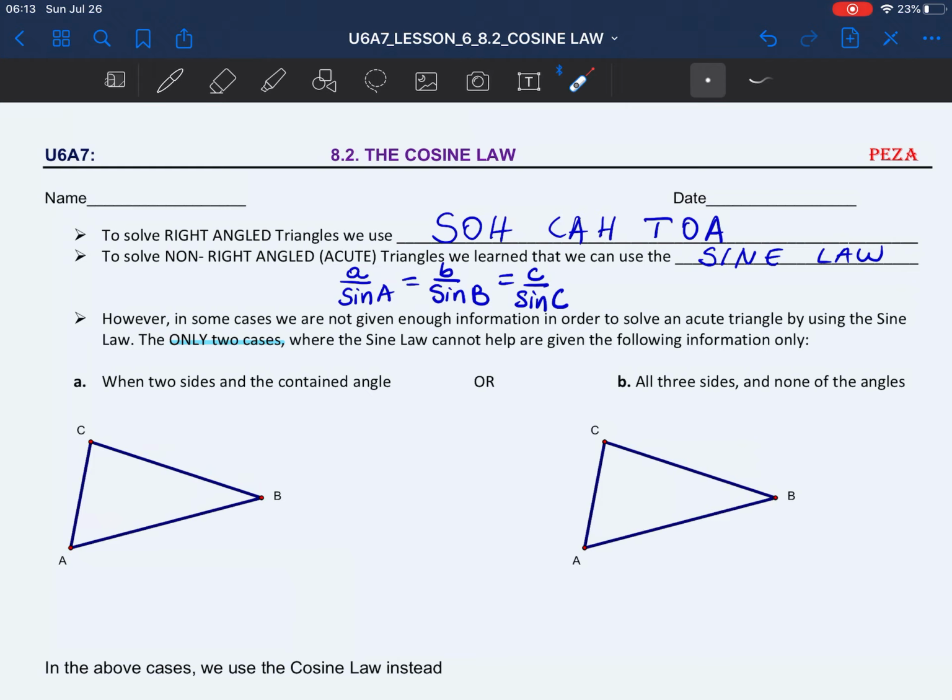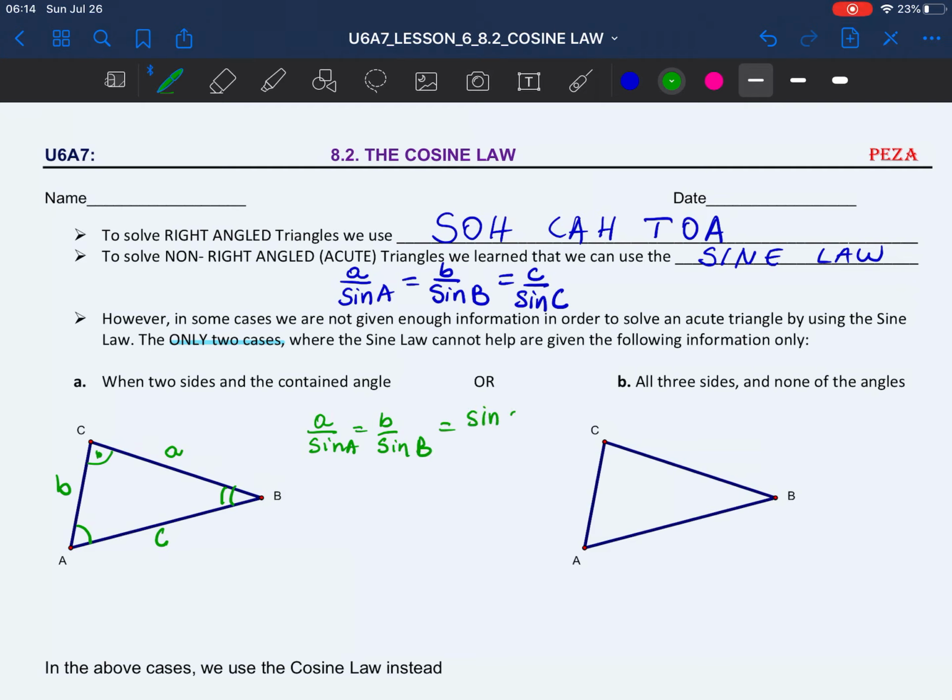Let's take a look at the triangle ABC. This is an acute triangle where angle A is different than angle B and different than angle C. The side lengths of this triangle can be labeled by lowercase a, opposite angle A, lowercase b, opposite angle B, and lowercase c, opposite angle C. The sine law for this triangle would be a over sine of A equals b over sine B equals c over sine of C.